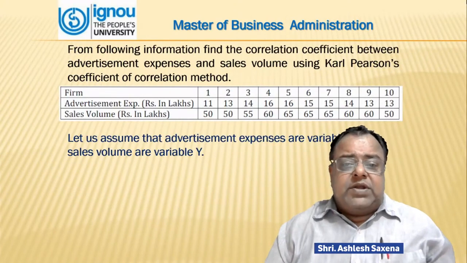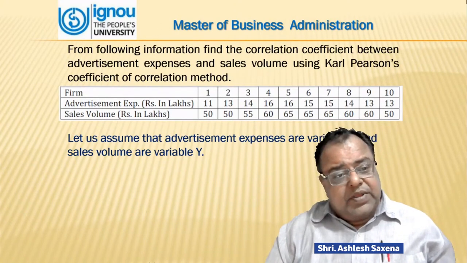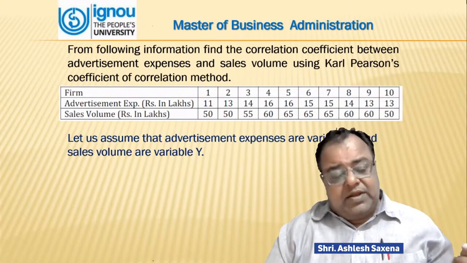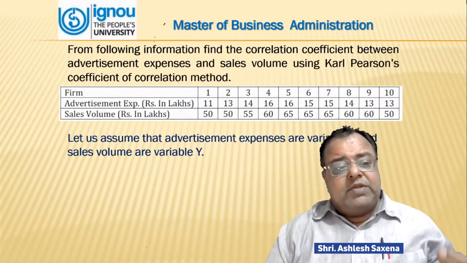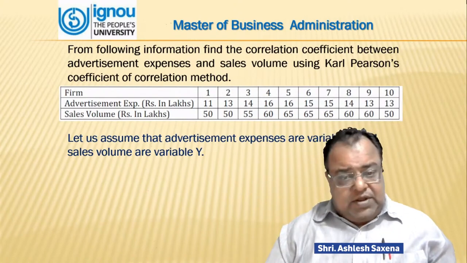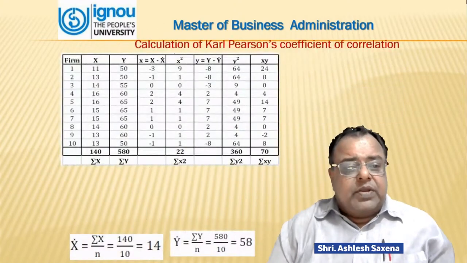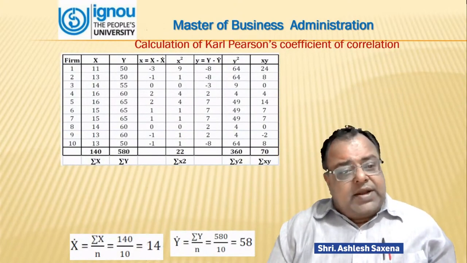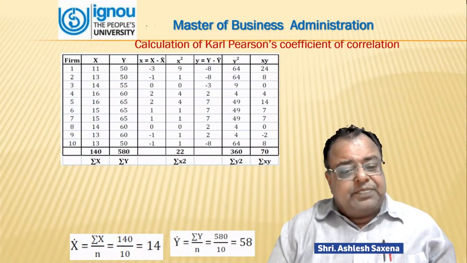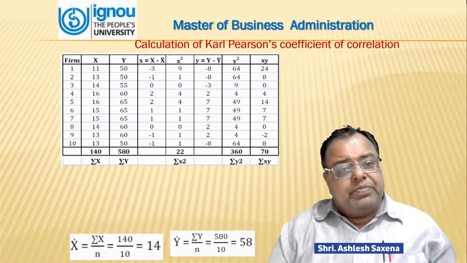From the following information, find the correlation coefficient between the advertisement expenses and sales volume using Karl Pearson's coefficient of correlation method. That means we will be finding out the relation between advertisement expenses and sales volume. This data is given to us. We will be converting this data into tabular form. Now, 1, 2, 3, 4 till 10. That means there are 10 observations. N will be 10. X and Y.